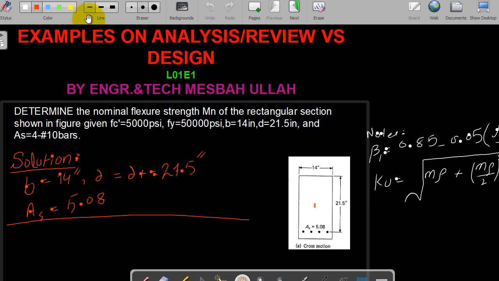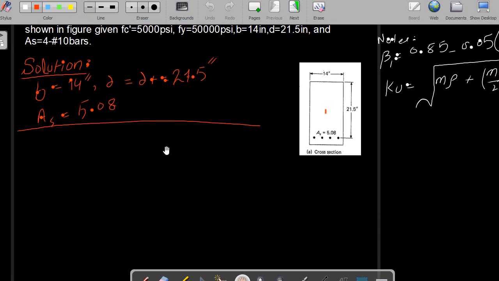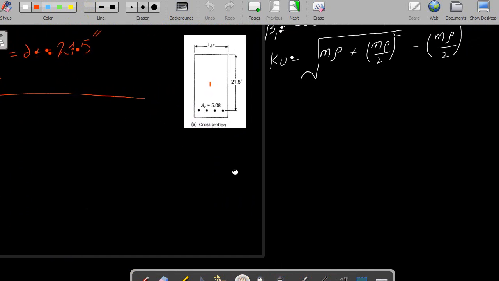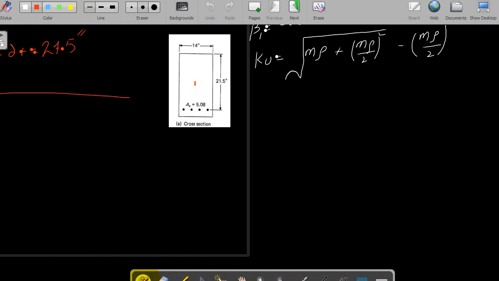As in part 11 we will discuss the difference between the review problems and the design problems. In this lecture you will see how to review a rectangular section, right? So before starting this example, you must know what is the path which we have to adopt. This is very important. First of all, we must know the way, how to analyze a section or any given section, right? So the path is this one.